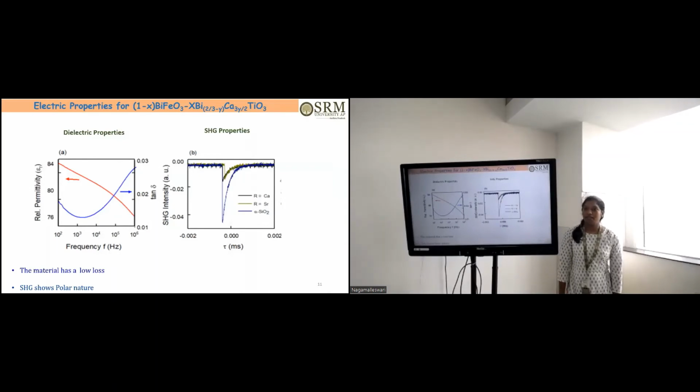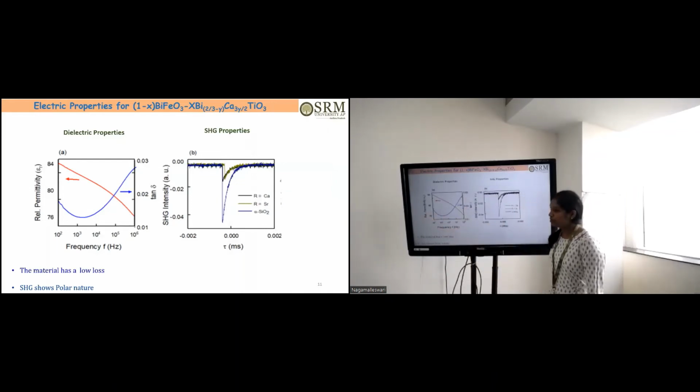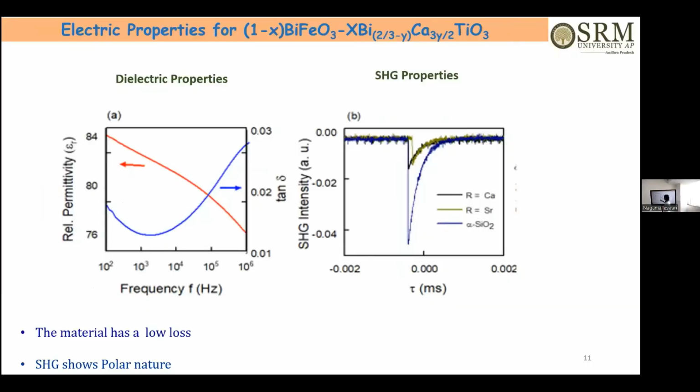Further, we study the electrical properties of the composition. As we can see from the graph of dielectric constant versus frequency and loss, the composition shows very low dielectric loss. This low loss is essential for ferroelectric measurement. And we are studying the SHG measurement, second harmonic generation. In this measurement, we find the composition is polar. It's just an indication.